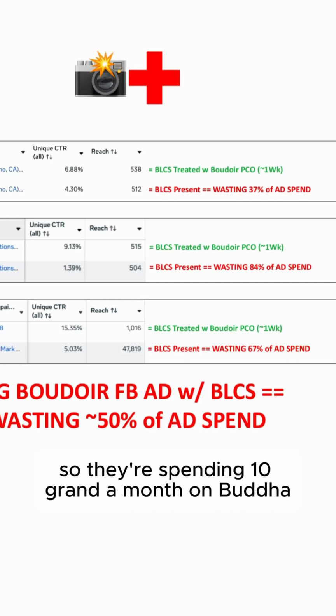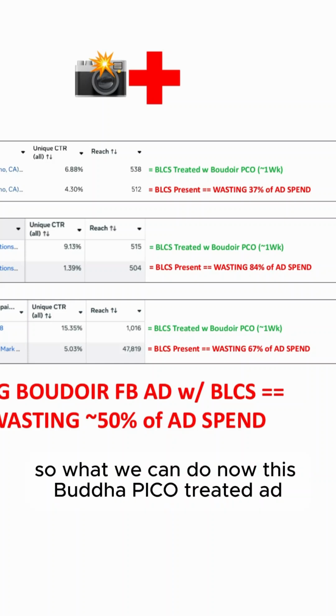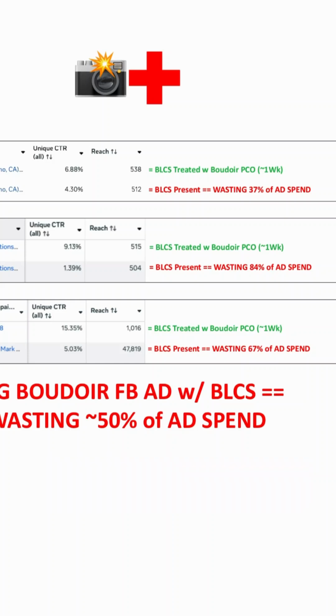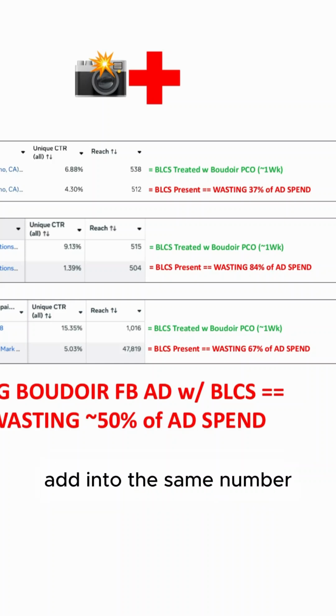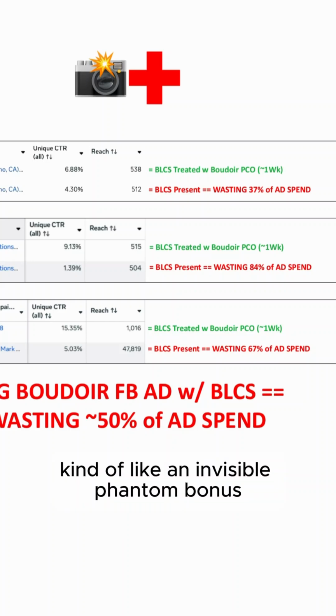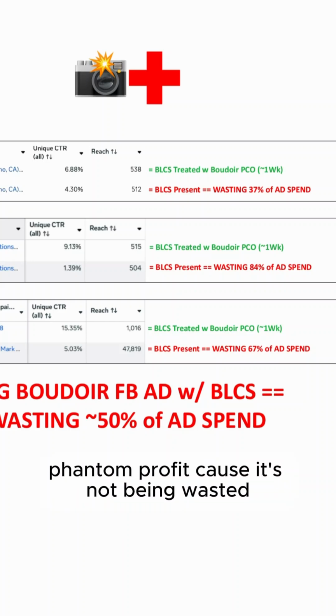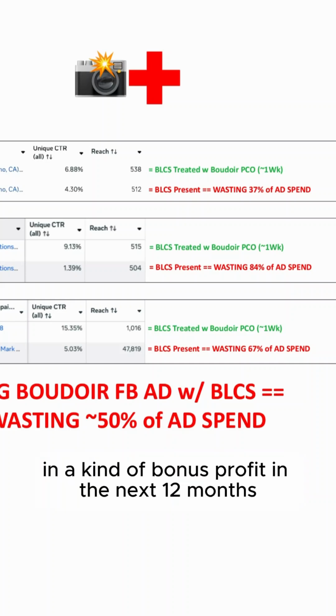So if they're spending 10 grand a month on Boudoir Facebook ads, literally $8,400 a month is being wasted, thrown out the window. So what we can do now, with this Boudoir Pico treated ad, is eliminate that wasted ad spend, only spend the difference, $1,600 a month on the Boudoir Pico treated ad, and we'll get our ad into the same number of women's brains as the original at a 10 grand a month spend. So massive gains there, and we pocket that $8,400, or the business owner pockets that as kind of like an invisible phantom bonus, phantom profit, because it's not being wasted. It's literally something like 100 grand in kind of bonus profit in the next 12 months.